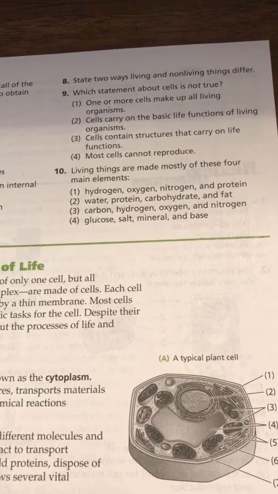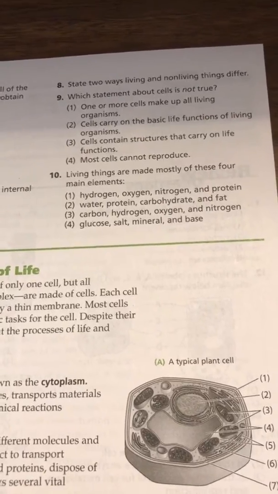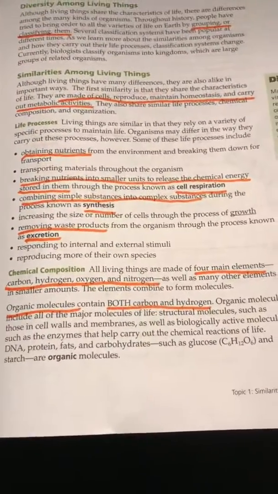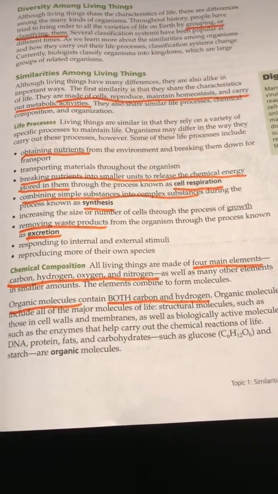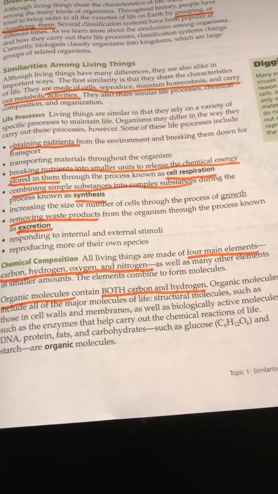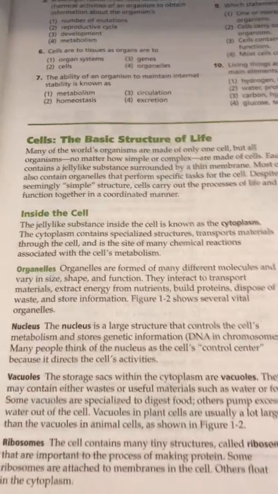Number 10. Living things are made mostly of these 4 main elements: 1. Hydrogen, oxygen, nitrogen, and protein. 2. Water, protein, carbohydrate, and fat. 3. Carbon, hydrogen, oxygen, and nitrogen. Or 4. Glucose, salt, mineral, and base. Number 10 might be a tricky one to find, but it is going to be under this section here, chemical composition. It's going to be found down here in one of these 2 paragraphs.